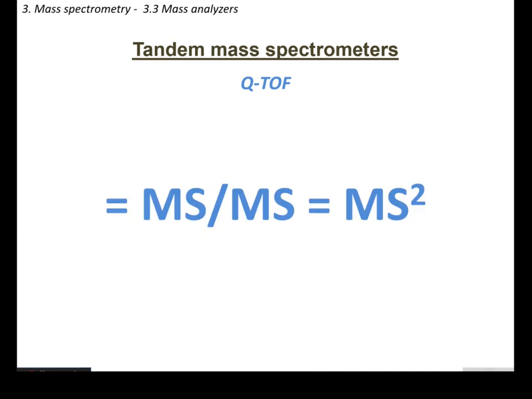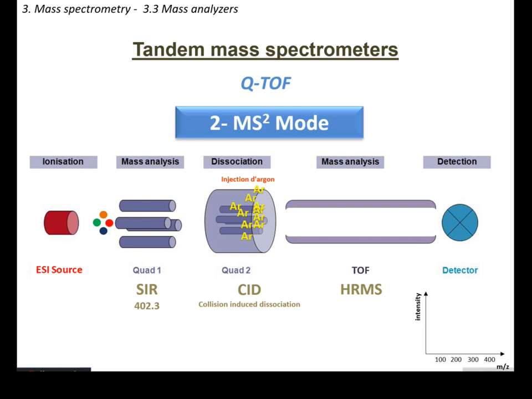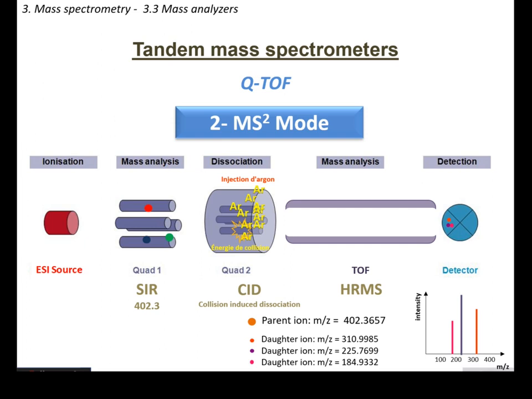Now with the QTOF you can also do MS-MS or MS2, some daughter scans. This time you select one parent, maybe 402.3, with the first quad, you dissociate it in the collision cell, and you analyze the daughters with high resolution with the TOF. And what you generate is a daughter scan mass spectrum with high resolution on the measurement of the fragments, and in fact also the parent.